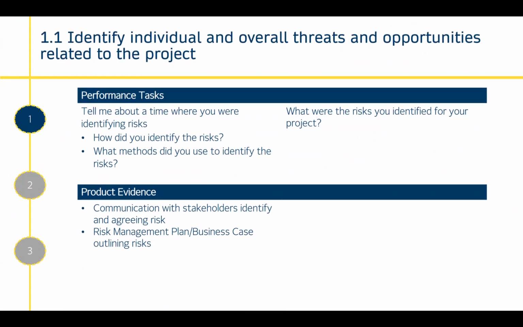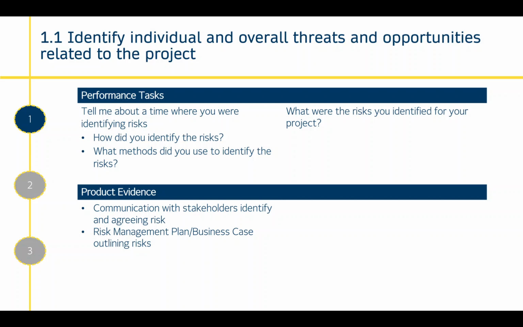On the first outcome, criteria 1.1 is to identify individual and overall threats and opportunities related to the project. This is quite simply you identifying during the planning stage what the likely threats and opportunities are for your project. There'll be a variety of techniques which you may use to identify them and put together this plan. The techniques you use will depend on the project you're working on, your organisation and the industry that you're in.